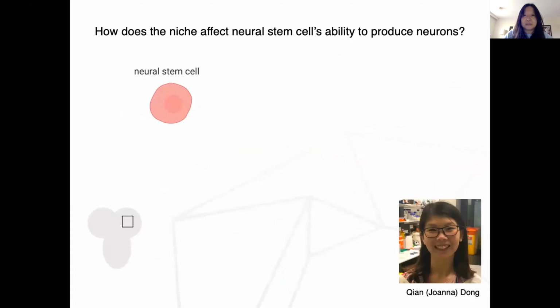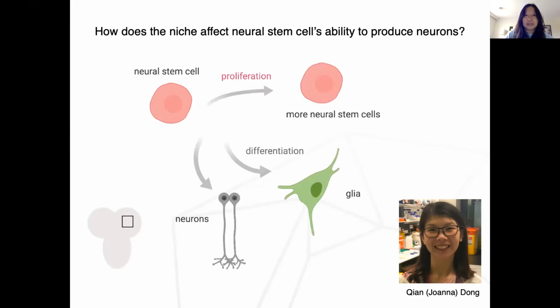The story I'm going to tell you about today is spearheaded by a very talented PhD student in the lab, Joanna Dong. In particular, she wanted to understand how the local environment of the neurostem cell can affect the stem cell's ability to produce neurons. As I've briefly mentioned, stem cells are capable of self-renewing, and this is mostly regulated by asymmetric cell division. The control of asymmetric division is instrumental in maintaining an invariant number of neurostem cells, maintaining the ultimate size of the brain.